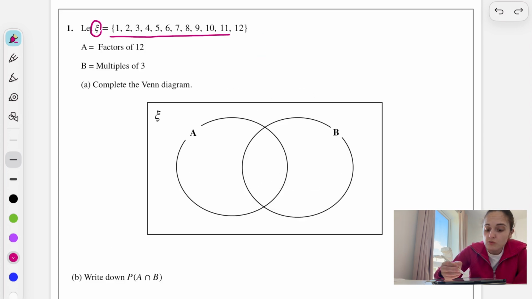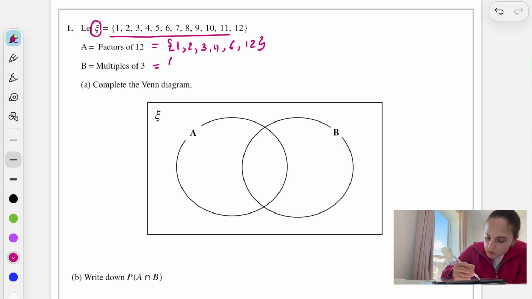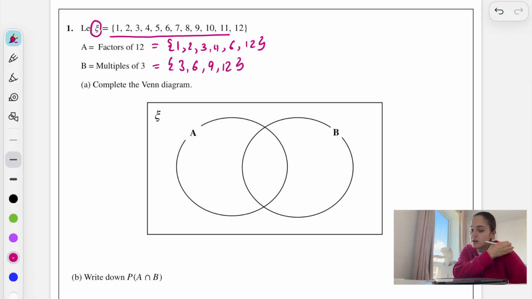I'm going to first start off by listing the elements of A. The elements of A are the factors of 12. The factors of 12 between 1 and 12 are 1, 2, 3, 4, 6 and 12. Then we have the multiples of 3, which are just the 3 times table. So the multiples of 3 are 3, 6, 9 and 12, and we can stop there because the set only goes up to 12.